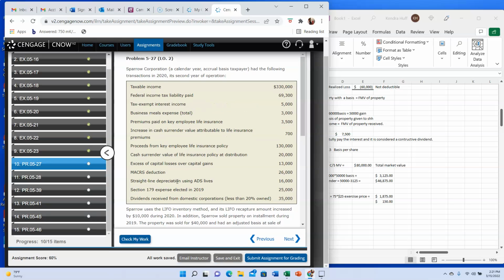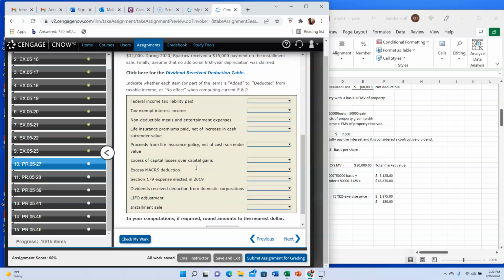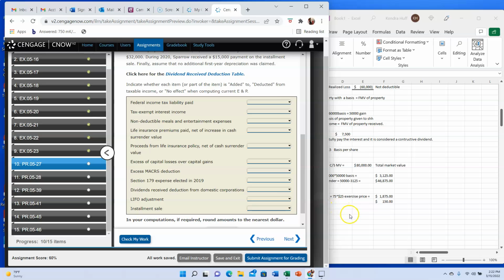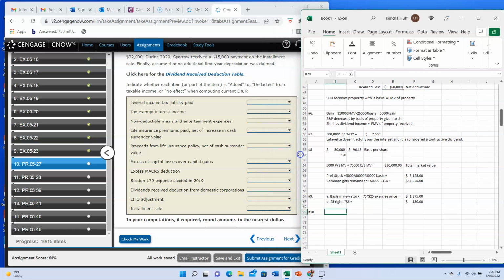All right, and we have to indicate whether each item or part of the item is added to, deducted from taxable income, or has no effect when computing current E&P. All right, so this is kind of like, what's the difference between taxable and non-taxable? Some things go into E&P but don't affect tax, and that's what we're having to do.